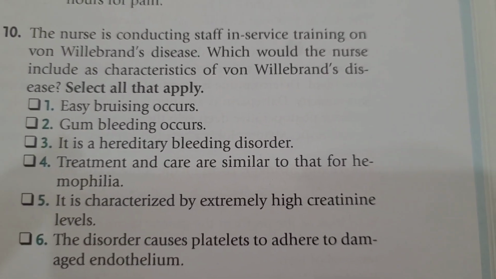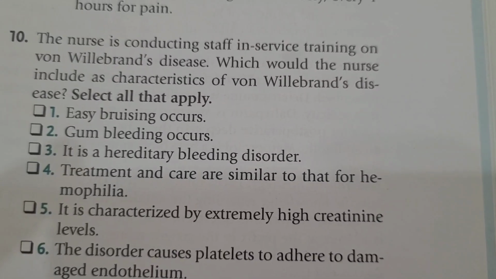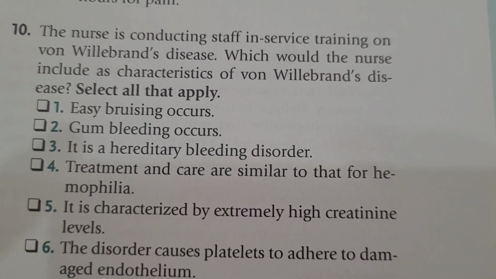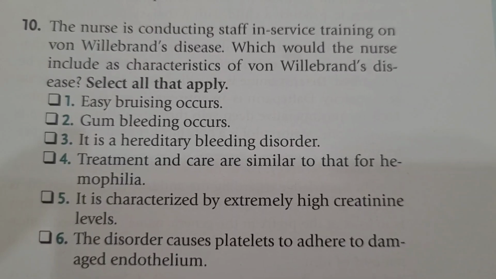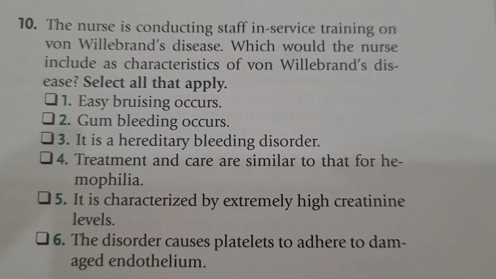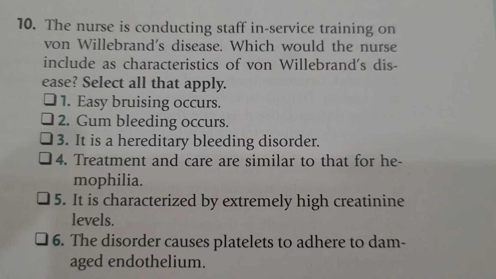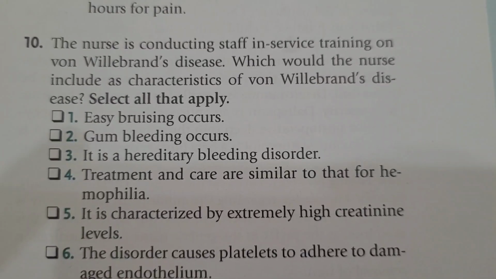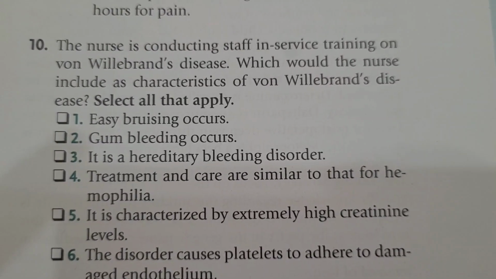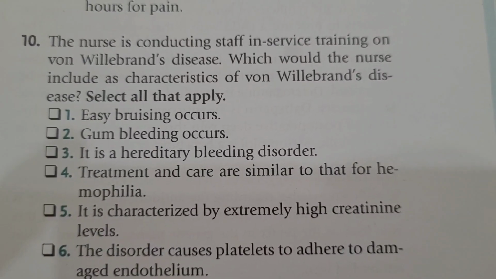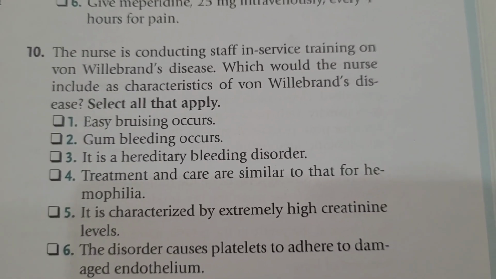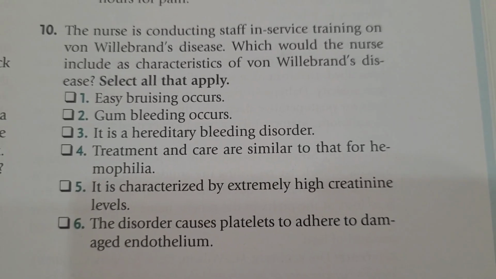What is von Willebrand disease? Actually, it is a hereditary bleeding disorder characterized by a deficiency of or a defect in a protein termed von Willebrand factor. So von Willebrand factor is actually a protein with a defect. The term we are using is von Willebrand factor. So what happens if this disease occurs in the patient?